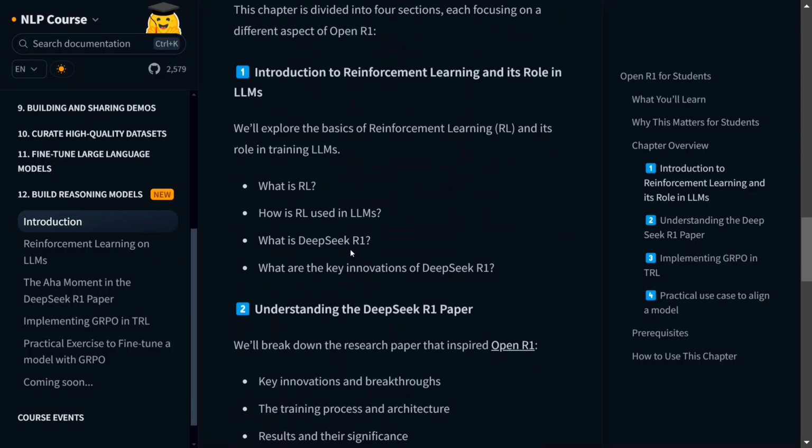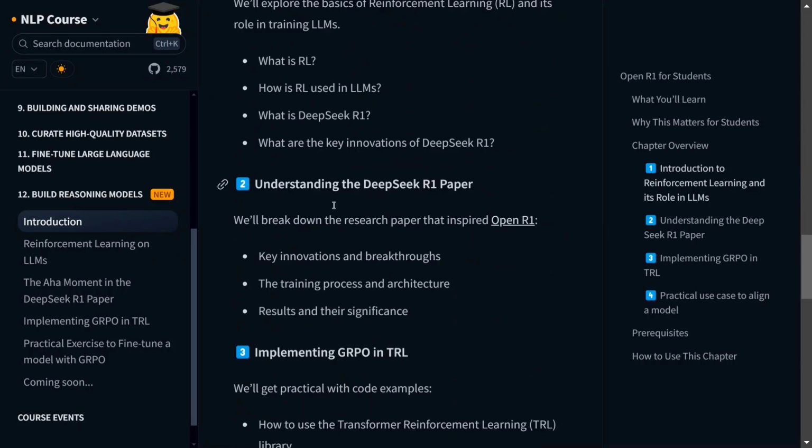And now these are the sections that the team is introducing. Introduction to reinforcement learning and its role in LLMs. What is RL? RL used in LLMs. What is DeepSeek R1 and key innovations of DeepSeek R1? So the first chapter introduces you to reinforcement learning, how it is being used, and what the key advancements made in DeepSeek R1 using reinforcement learning are.